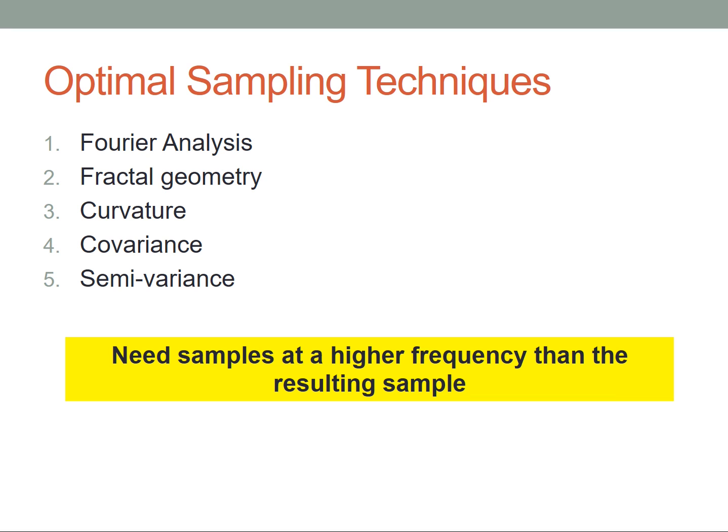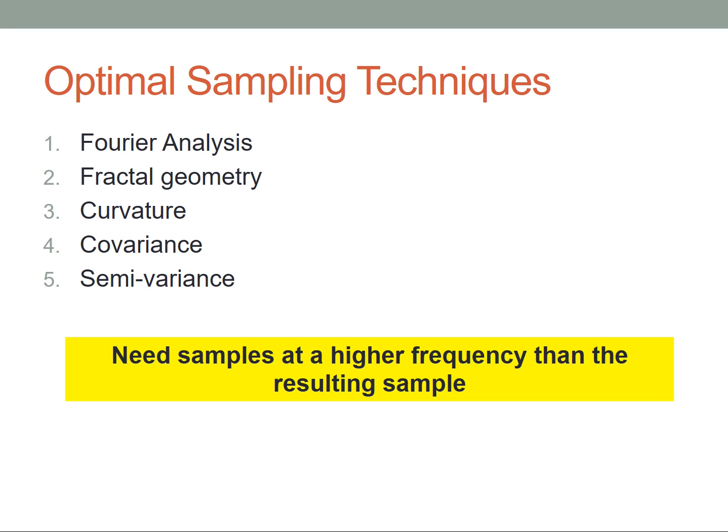So there are many different techniques for sampling. Fourier analysis comes up all the time, and this is all remote sensing, so you just gotta love it. There's something called fractal geometry, which is a little of what we're going to be looking at. Then there's curvature, covariance and semivariance. We're not going to be looking at those; they are very statistical analyses for trying to get optimal sampling. But the fractal geometry, we can break down into some simple analysis tools.